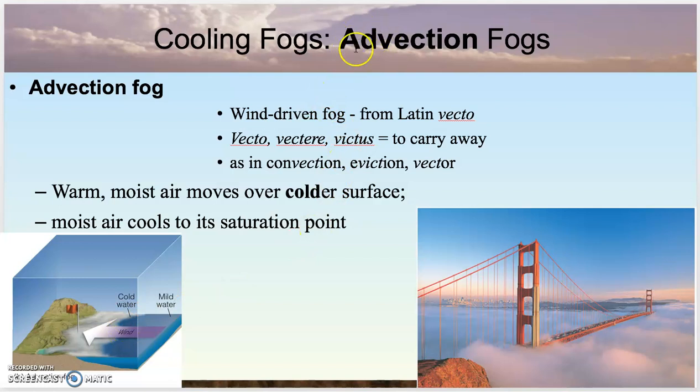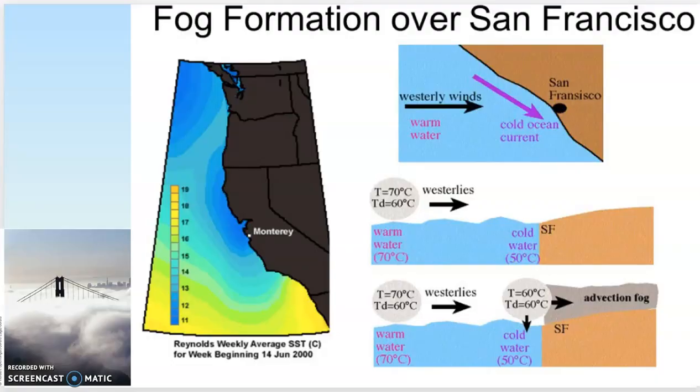This is called advection fog that is driven on the wind. Ad is toward, vectore is wind, toward the wind. This fog is driven over a colder water area, cools and condenses there. Let's look at where that cold water actually is.